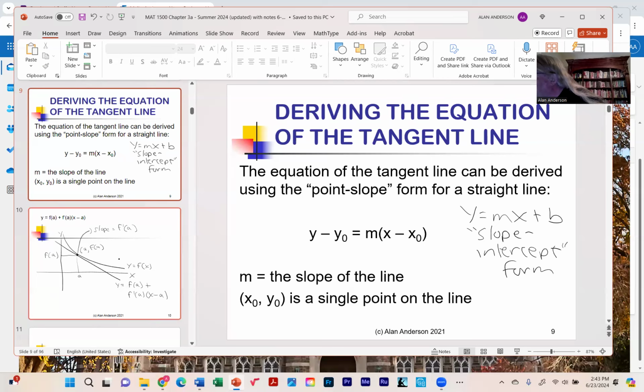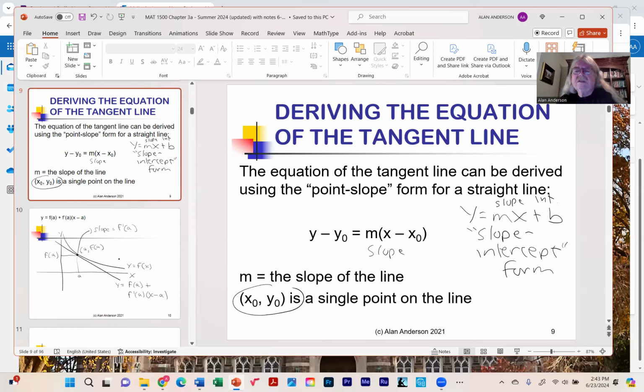Because it contains clearly the slope m and the intercept b. But there's another way of writing the equation of a straight line, and it's called the point slope form because it contains the slope. And we're assuming that this point x0, y0 is a point on that line. So this equation will also give us the equation of that straight line in a slightly different way. And so for some purposes, like the one we're about to use, it's more convenient than the traditional slope-intercept form.